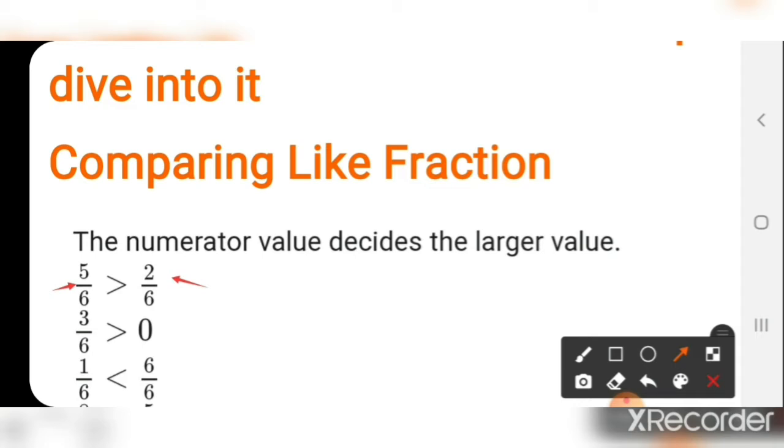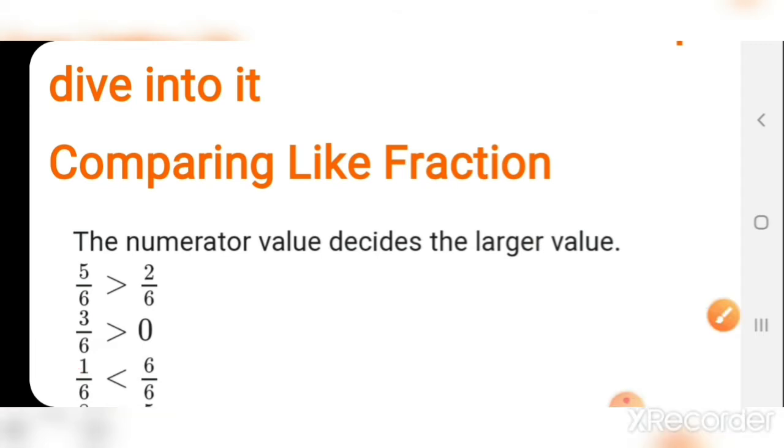3/6 is bigger or 0/6? Obviously 3/6. 1/6 is bigger or 6/6? Check the numerator. 1 is bigger or 6 is bigger? 6. So 6/6 is bigger. In this way you can compare like fractions and find out the bigger one.